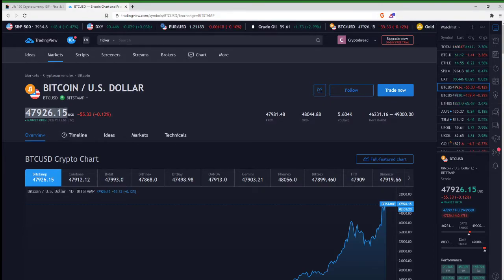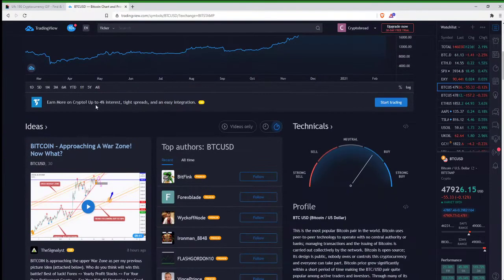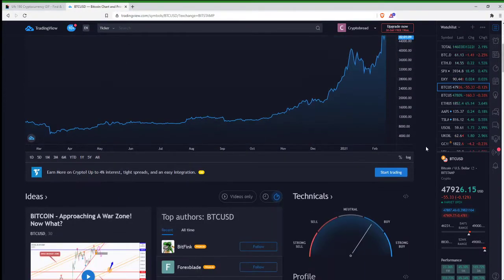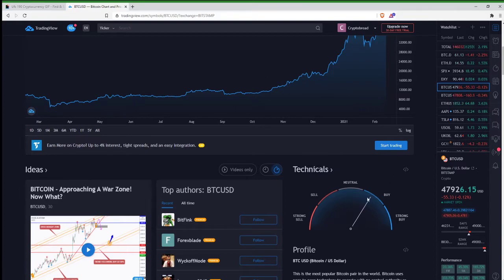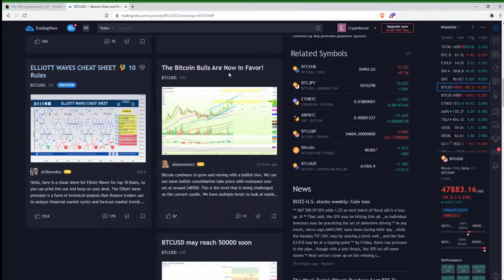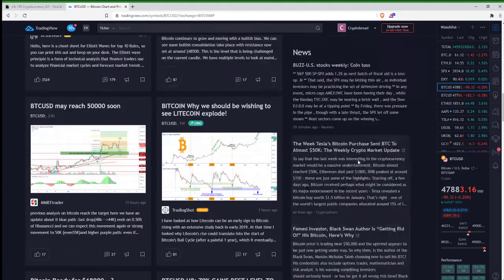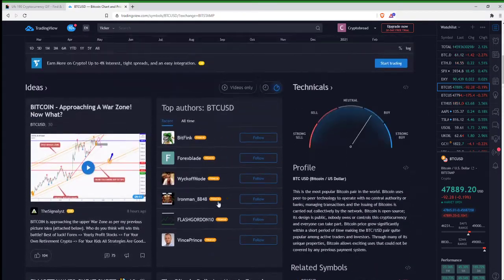It shows the current price in US dollars for Bitcoin, the change, as well as here's the overview for Bitcoin, whatever asset you choose. It gives a little bit of technicals. It's showing that the technicals say it is still a buy right now. Some people post their ideas about technical analysis, and you guys can learn based off of this. Various news based on the asset that you searched, and other related symbols.